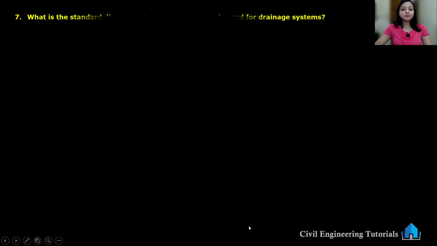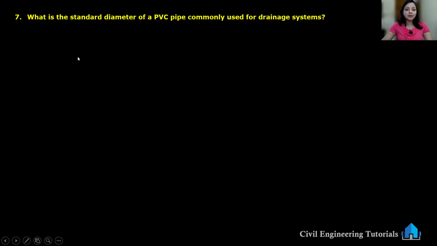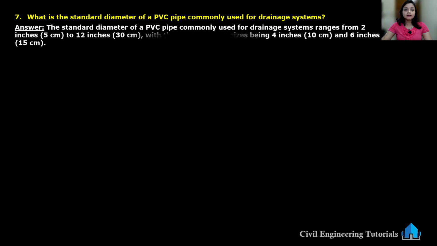Next question, what is the standard diameter of a PVC pipe commonly used for drainage system? The standard diameter of a PVC pipe commonly used for drainage system ranges from 2 inches, means 5 centimeter, to 12 inches, 30 centimeter, with the most common sizes being 4 inches, 10 centimeter, and 6 inches, 15 centimeter.